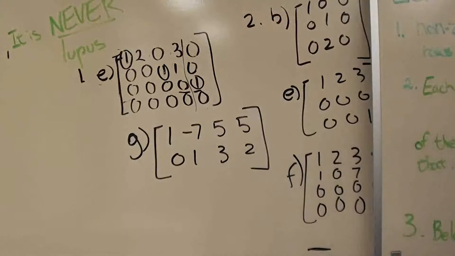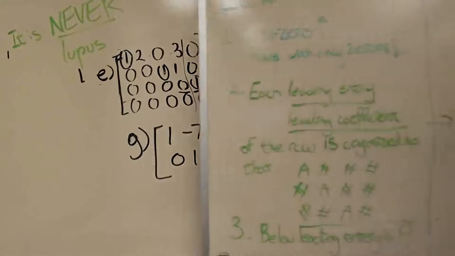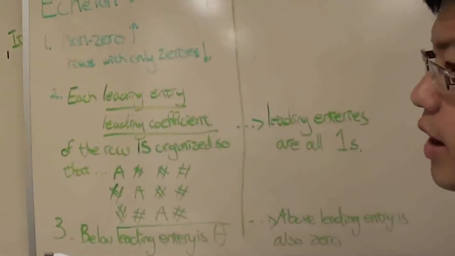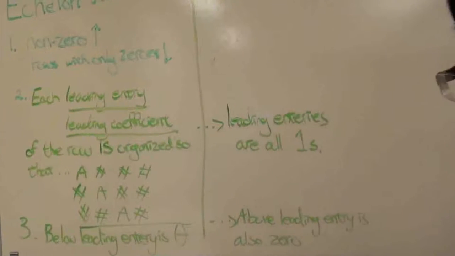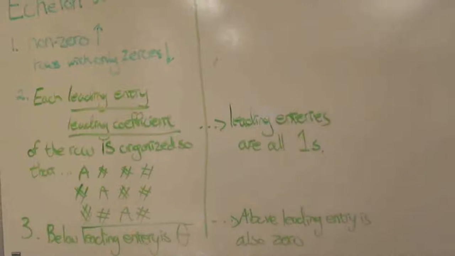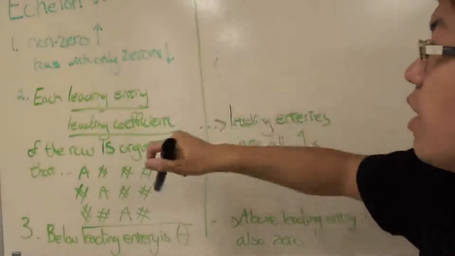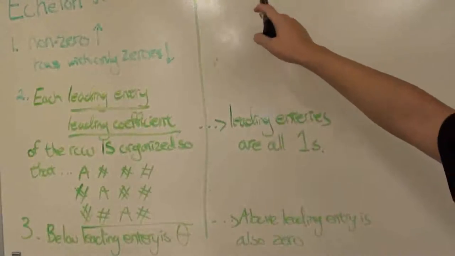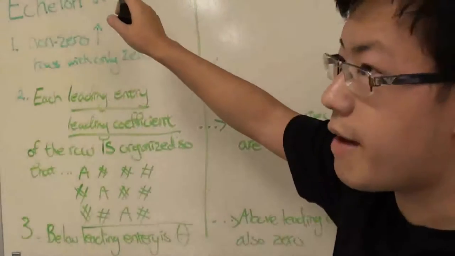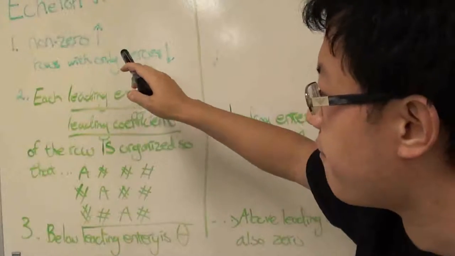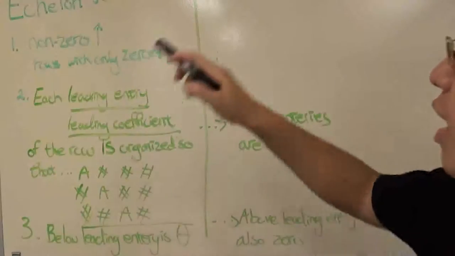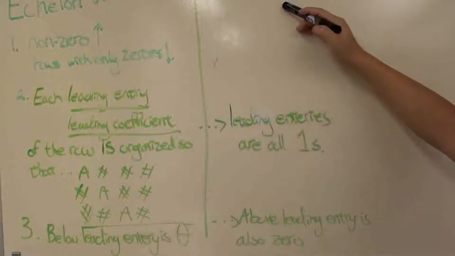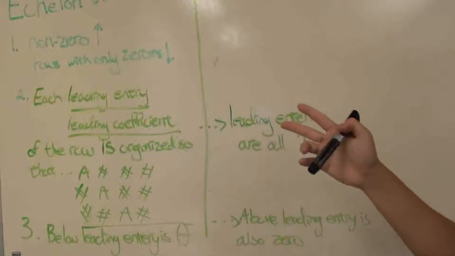Now, reduced echelon form, essentially the same thing. It's like echelon form upgrade 2.0 or whatever. Reduced is just on top of this. So reduced echelon form must be echelon form at first. So it has to be able to fulfill these three rules, right? On top of that, reduced form has two more rules that are very similar.